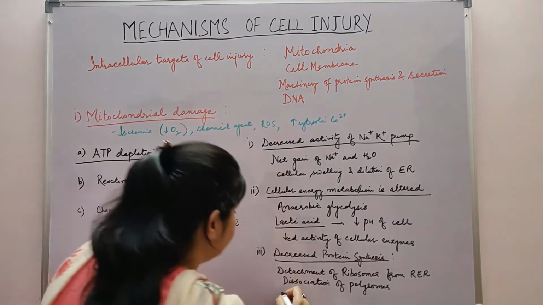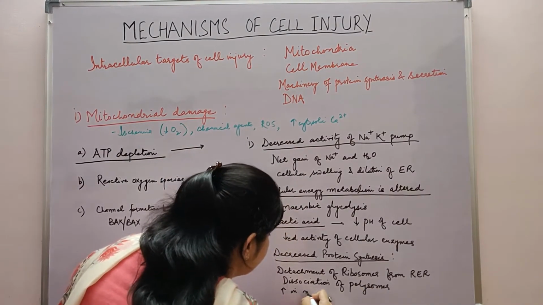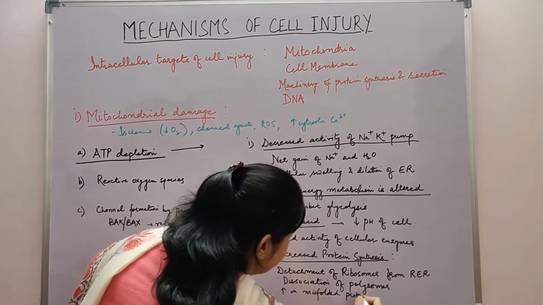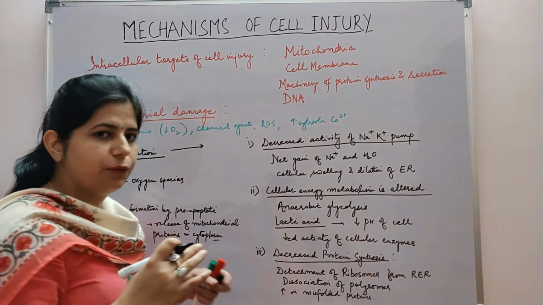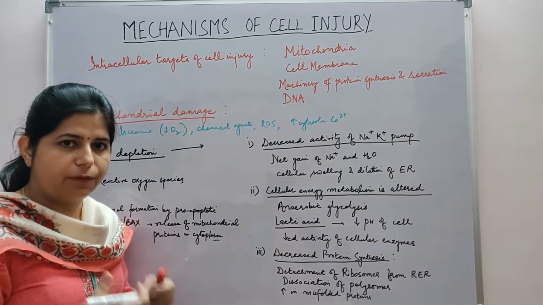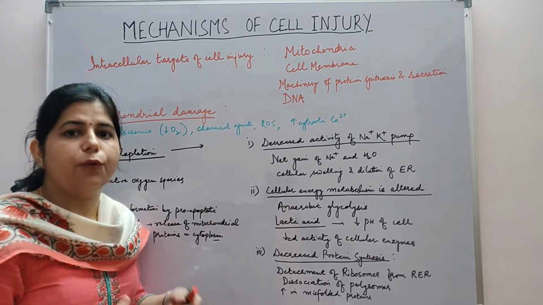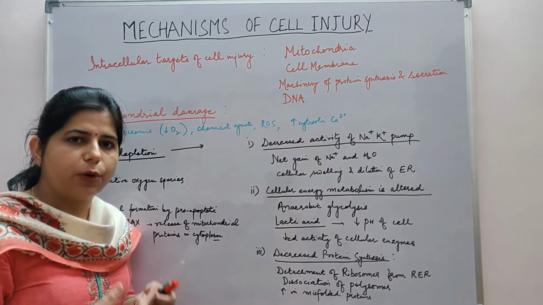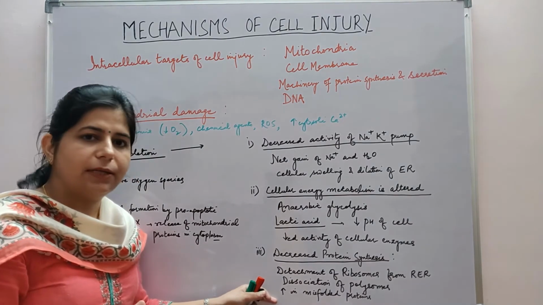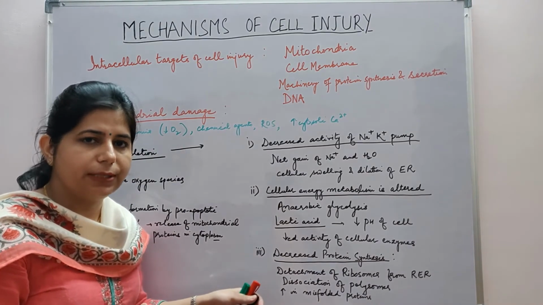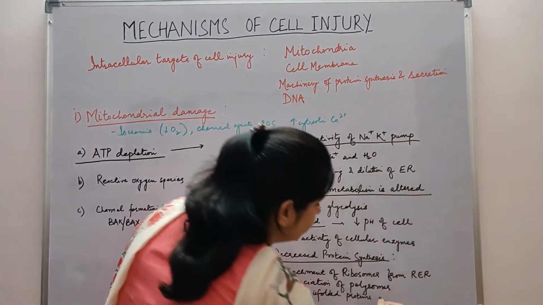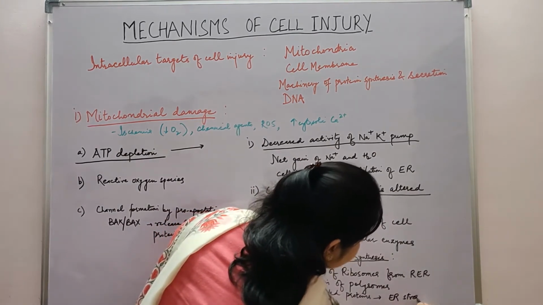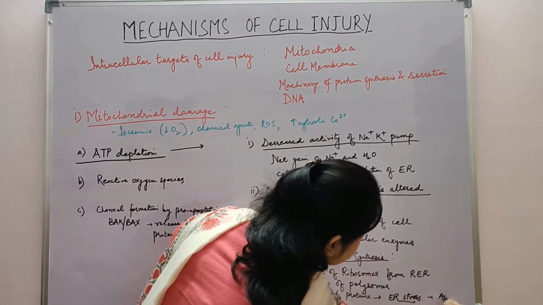And there will be increase in misfolded proteins. When the proteins or polypeptide chains are produced, they have to be properly folded for proper function. This is done by enzymes called foldases. These foldases also require ATP for proper function. So when ATP is not there, there will be increase in misfolded proteins, and this will lead to ER stress, which is a trigger for apoptosis.